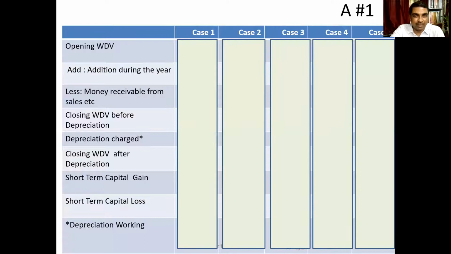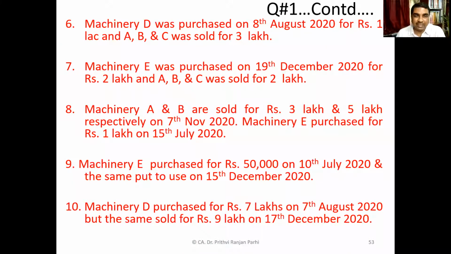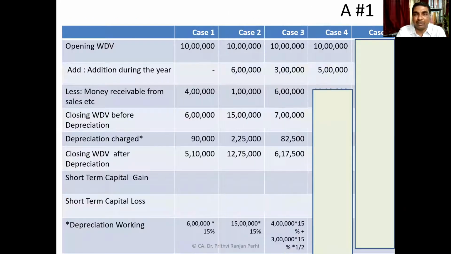Let us have a look at case number 9. Machinery E purchased for 50,000 on 10th July 2020. Okay, July means it is used for more than 180 days. And the same is put to use on 15th December 2020. You know, under income tax law, what is important here is the date on which the asset is put to use. So we have to calculate use from that date, and that date is 15th December 2020. If it is 15th December 2020, then the asset is used for less than 180 days. So the treatment will be like this.